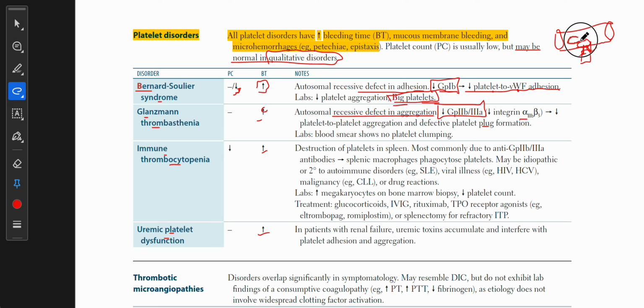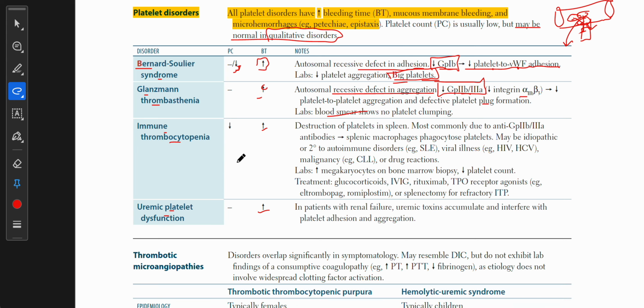So other platelets should come, and these platelets now combine with each other to form an aggregate. This combination occurs with a receptor called the GPIIb/IIIa receptor. That is what it is. So an autosomal recessive defect in adhesion is Bernard-Soulier syndrome, but in aggregation is Glanzmann thrombasthenia. So in labs, blood smear shows no platelet clumping, right? Obviously, because there are no receptors.